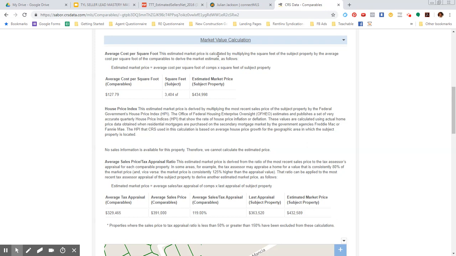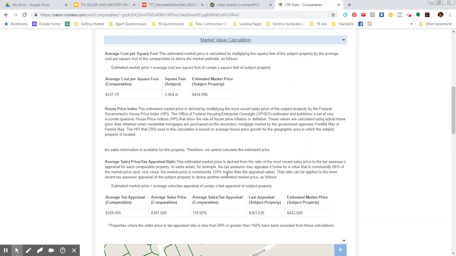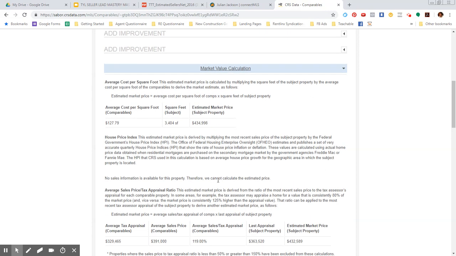Just this alone, if you go into this system, tells you that the market value calculations, one way to calculate is average cost per square foot. And then it gives you the formula for how to do that. Then another one says the house price index, and there's a formula for that. Then the other one says the average sales price per tax appraisal ratio, and there's another formula for that. So it depends on what information is available for them to calculate what the home is worth. Some neighborhoods you can get all 3, some you can only get 1, some you can only get 2.